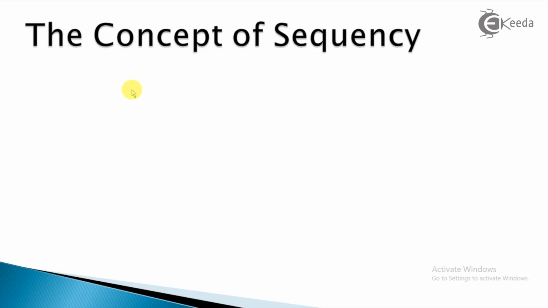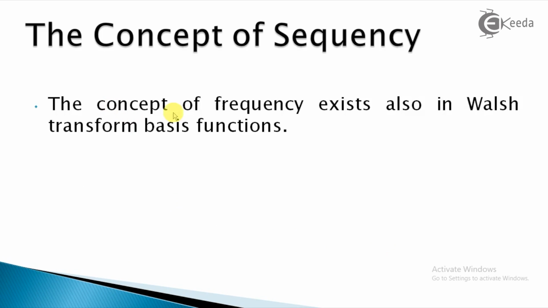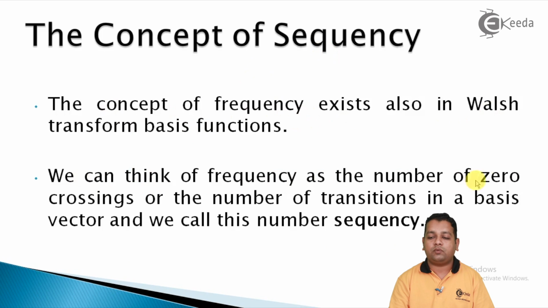The concept of sequency relates to the Walsh transformation matrix. The concept of frequency exists here, but it is referred to as sequency. We can think of frequency as the number of zero crossings, or the number of transitions, in the basis vector, and we call this number the sequency. In the next subsequent lecture we are going to work with the transformation matrix of this transform, where we see how many times the coefficient crosses zero, and that calculated number we shall refer to as sequency.